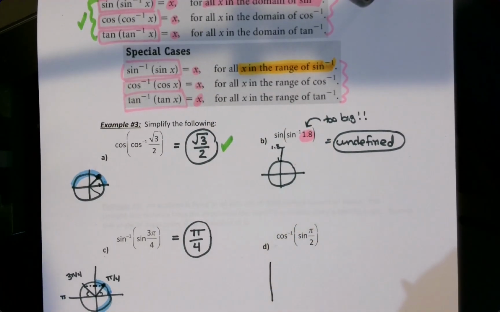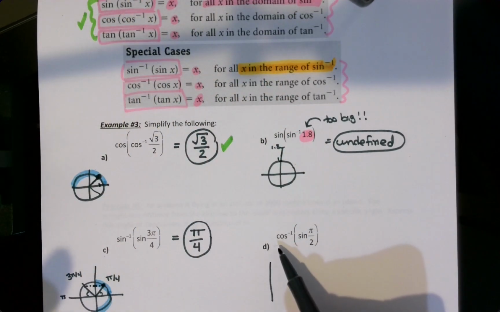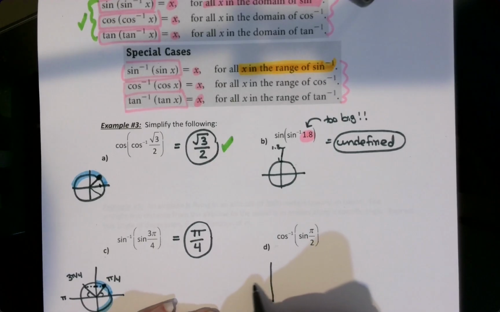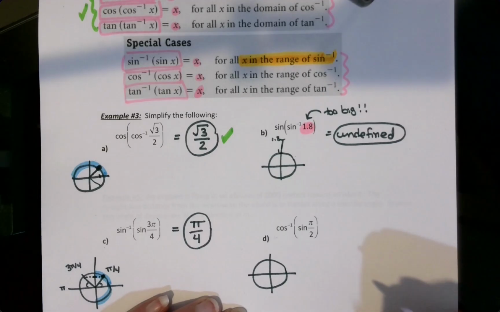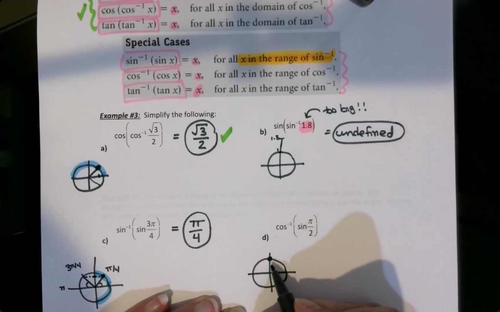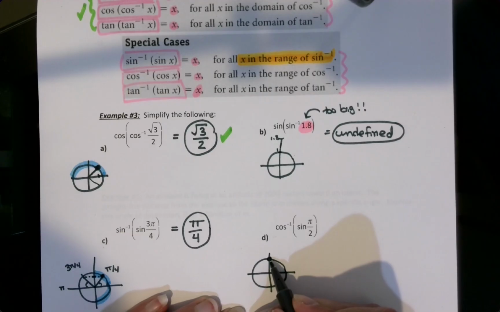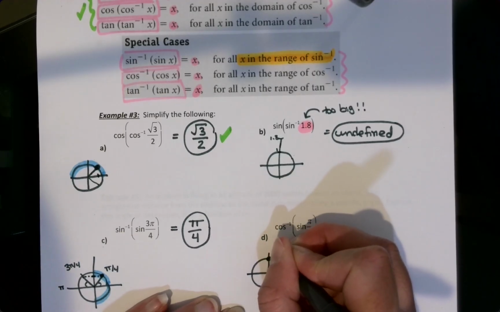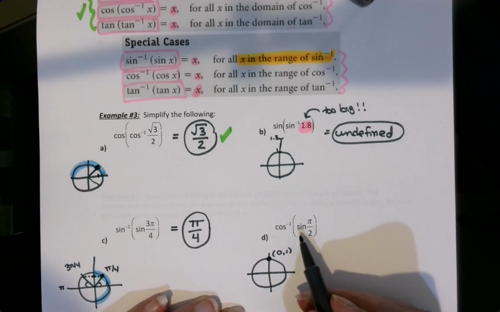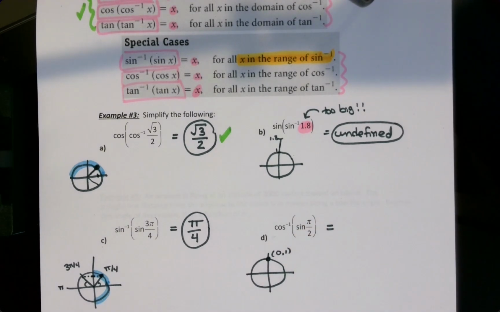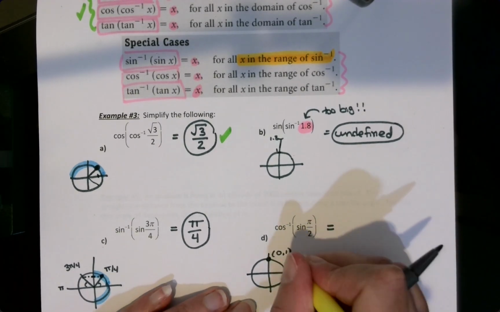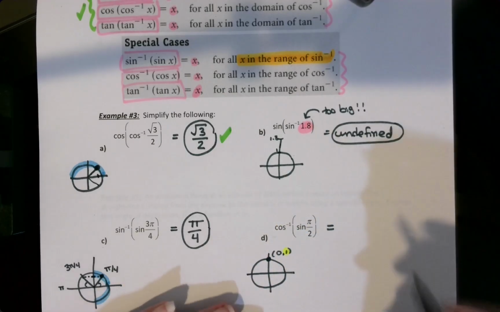Okay. This one over here is actually not as much a use of one of these properties because it's not arc cosine of cosine or arc sine of sine. It's arc cosine of sine of pi halves, but I can still evaluate it with the same method here on the unit circle. We're going to consider where the angle pi halves is. We know that's up here on the y-axis. And I know that ordered pair would be (0, 1). And so the sine of pi halves is going to give us the y value, which is 1.